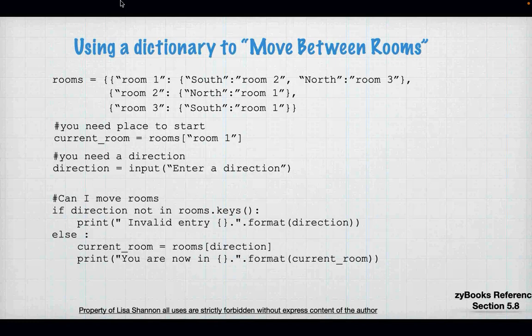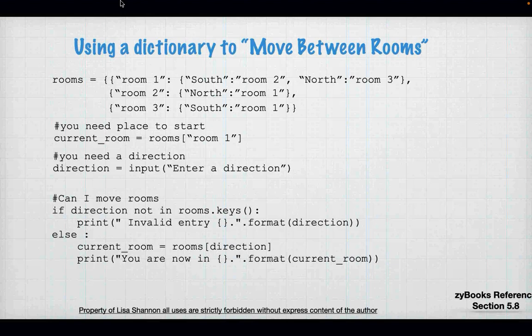And then you need a direction. And this is where user input comes in. Now, by the way, this does not include the gameplay loop. I'll show you that in a second, but this particular example is a one-off, and I did that on purpose. I only really want to talk about the use of the nested dictionary on this slide.